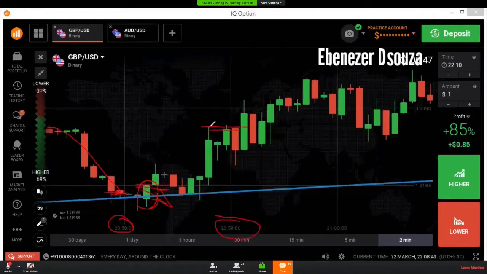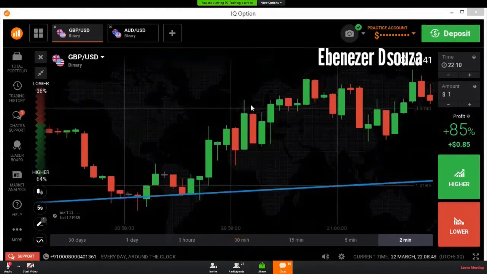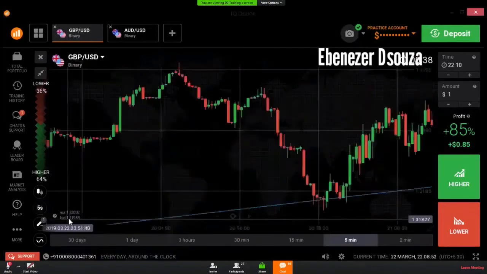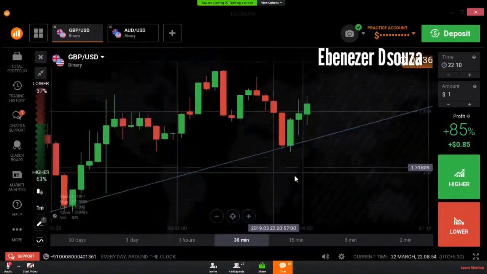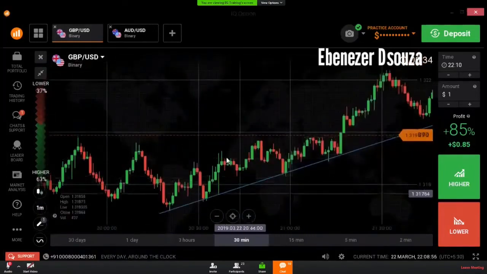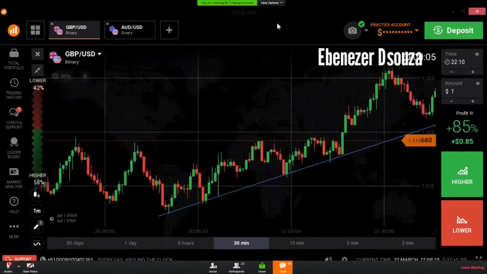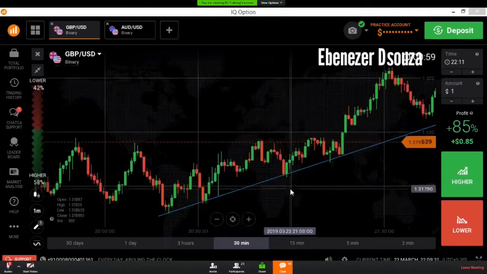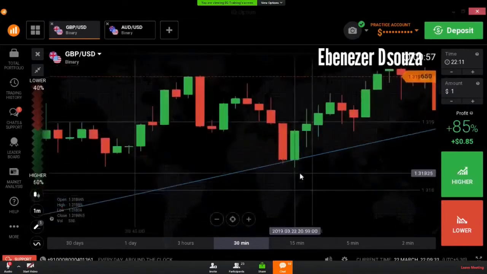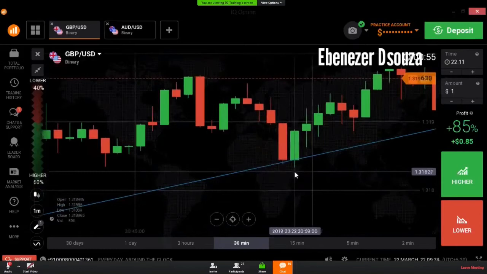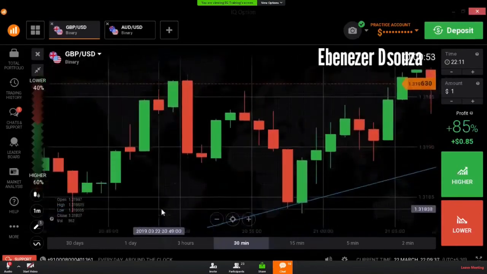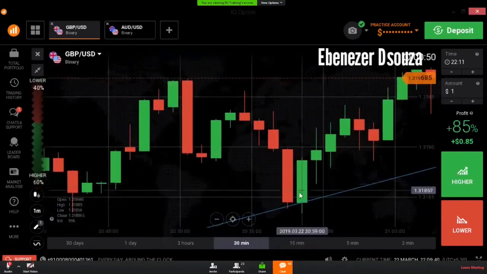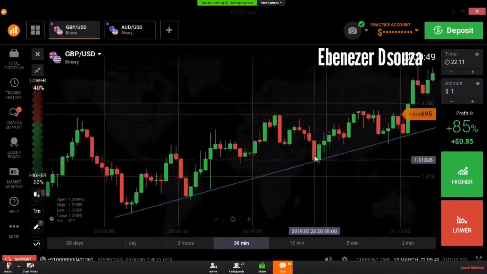The candle closed above the level. Okay, this is a buyer's entry point. To know the next buyer's entry point, we can draw a trend line like this. Okay, just a minute. To know the next buyer's entry point, always draw a trend line by adding the first entry point and the second entry point. You will get the third entry point like this.